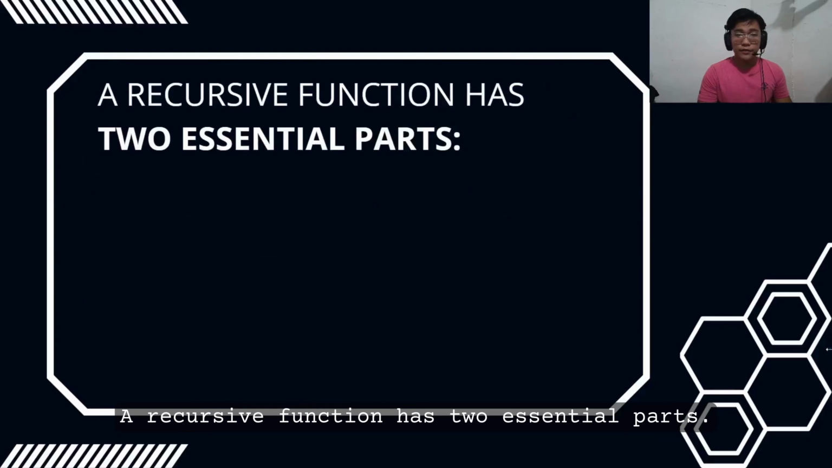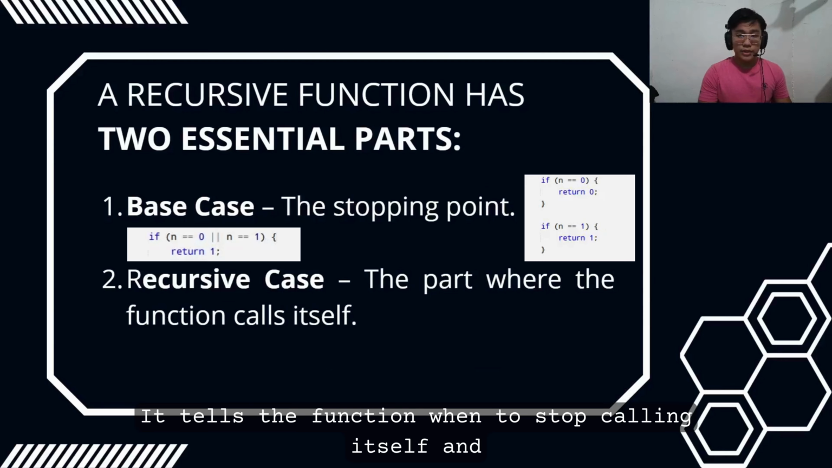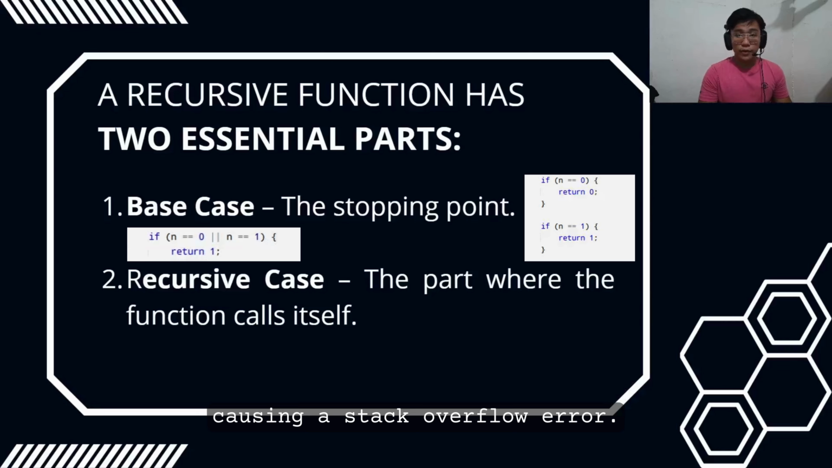A recursive function has two essential parts. The first one is the base case. This is the stopping condition. It tells the function when to stop calling itself and return a direct result. Without a base case, the function would call itself infinitely, causing a stack overflow error.